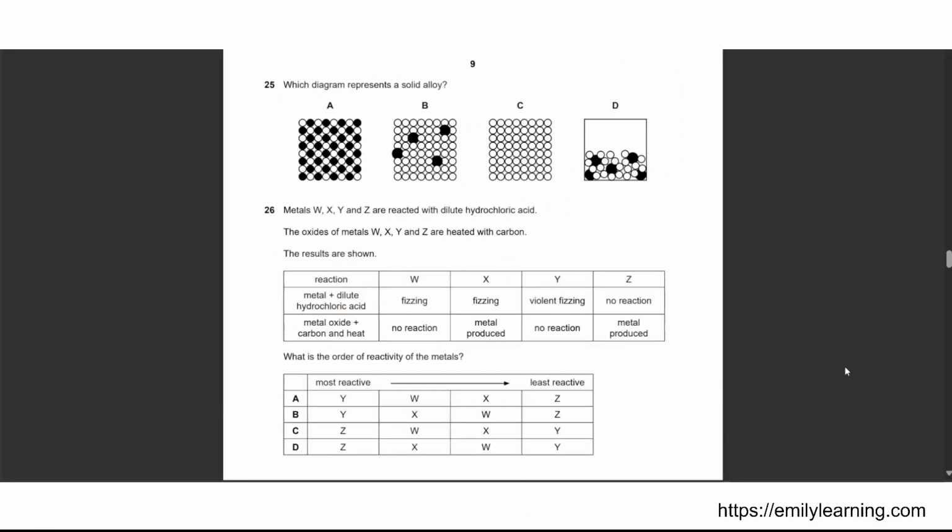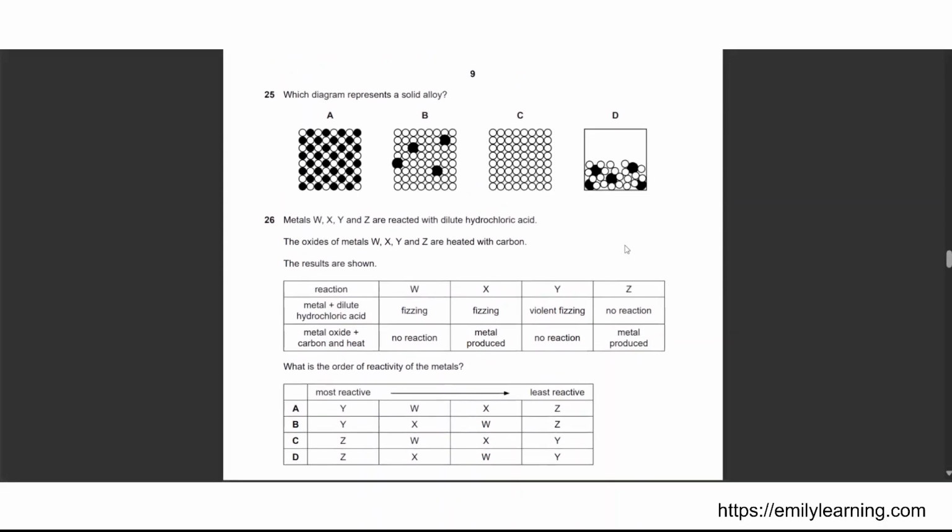Moving on to question 25, they ask which one represents a solid alloy. So we see two things, one of it is solid, one of it is alloy. So when we see the word solid and alloy, it's either A, B, and C because we want solids. C is out because an alloy is a mixture of metals. So we want a mixture of metals. C only has atoms of one type of element, so C is not an alloy because there's no mixture. So it's either A or B.